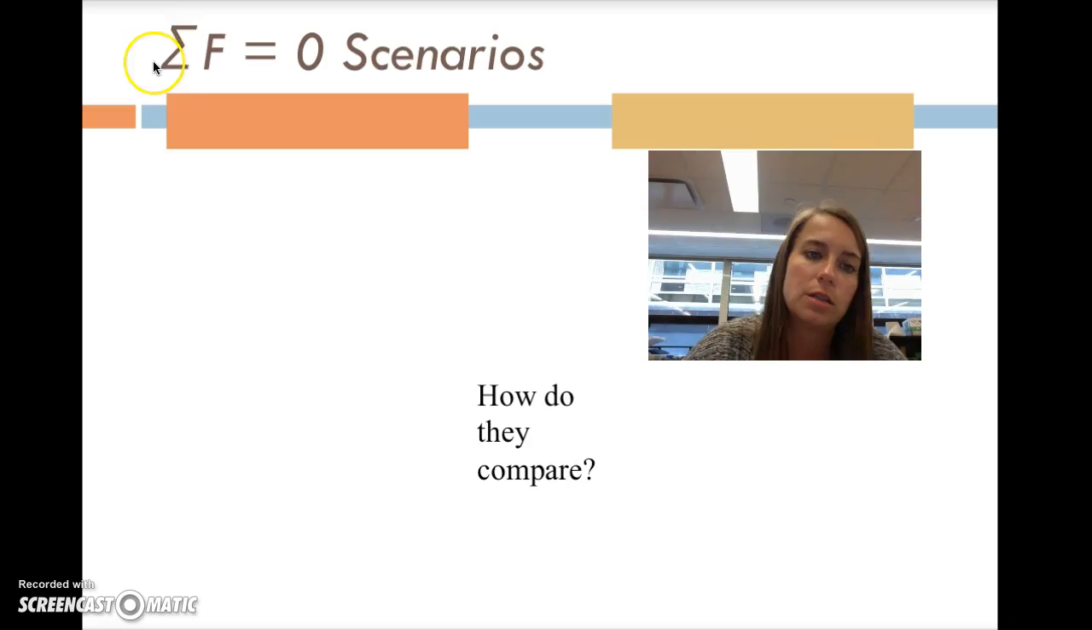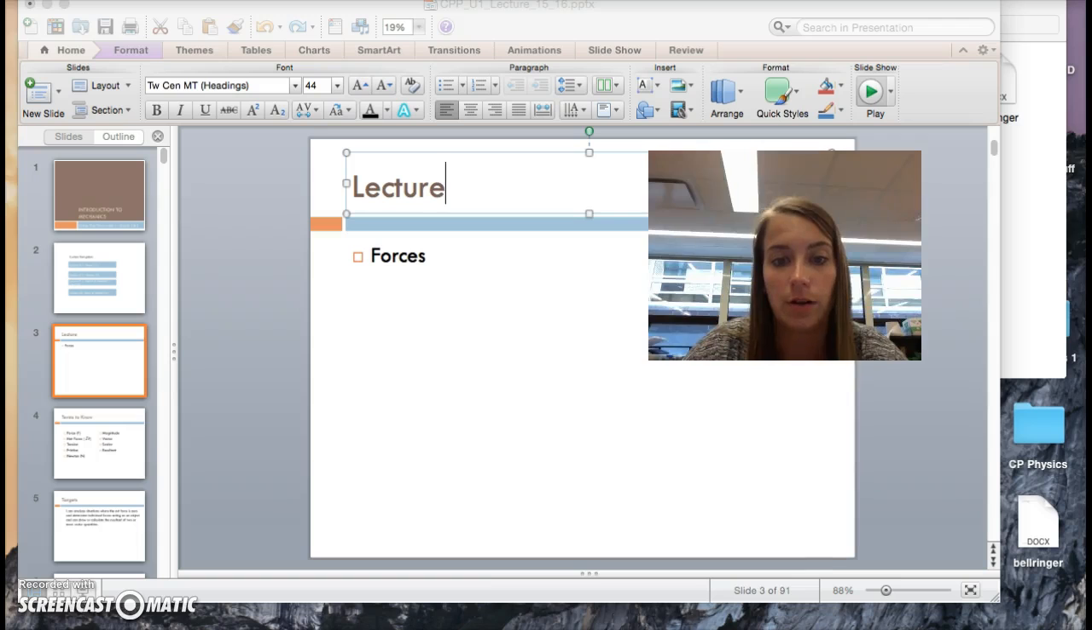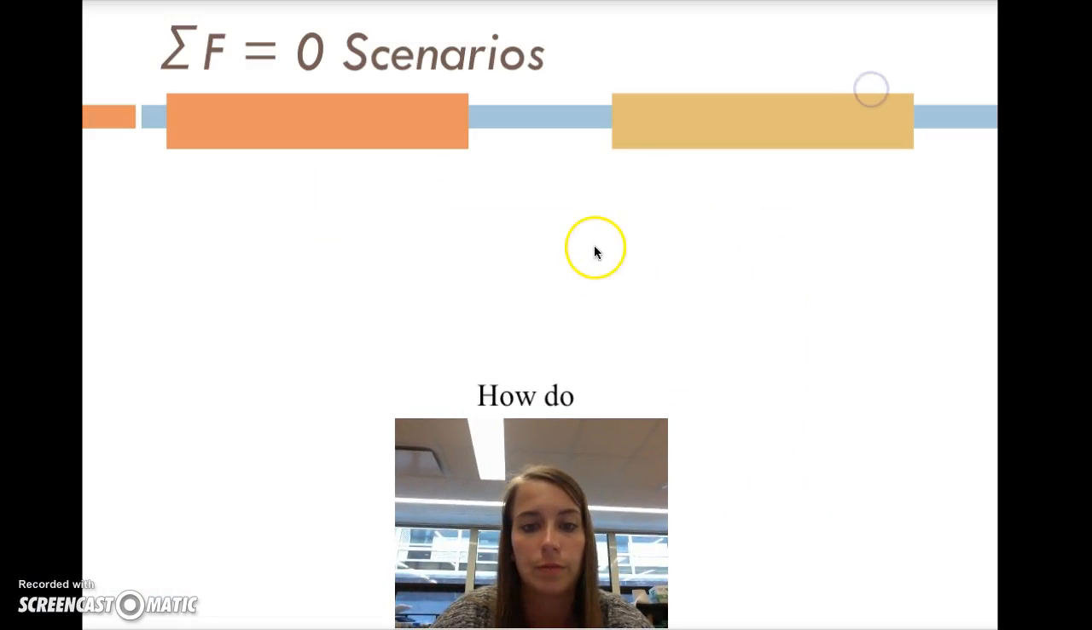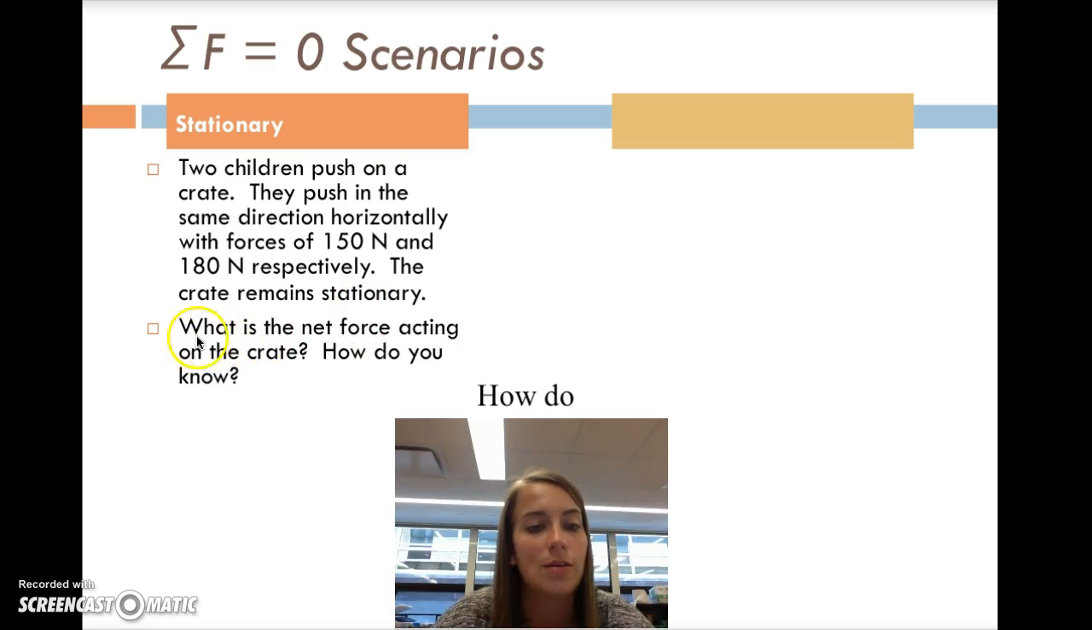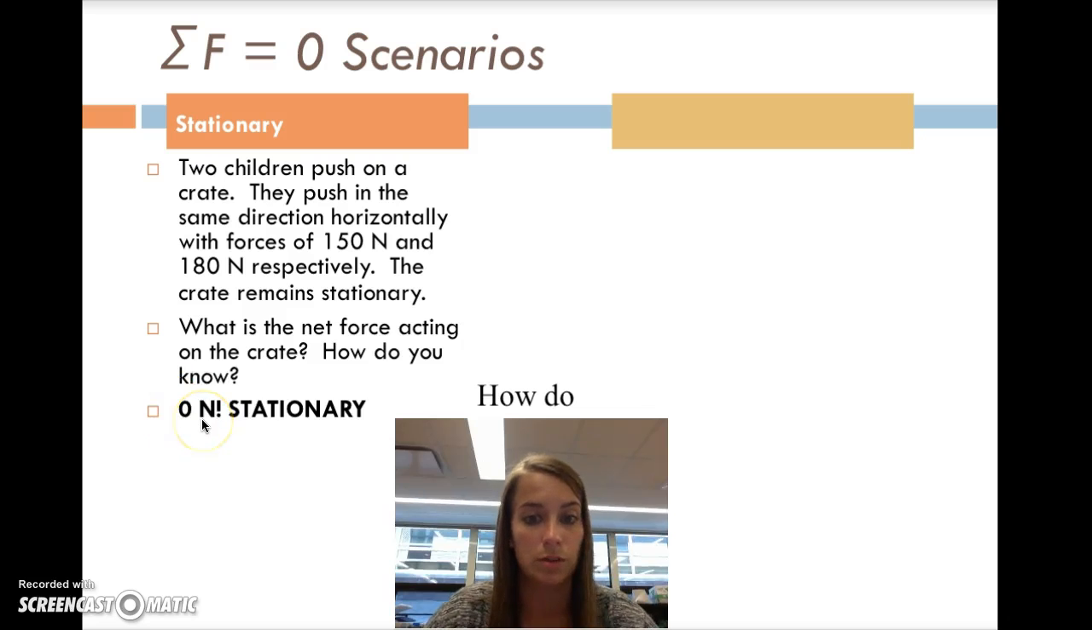So we have, again, all our forces summing up to 0. There are 2 different scenarios you have here. How do they compare? You have stationary. If 2 children push on a crate, they push in the same direction horizontally with a force of 150 newtons and 180 newtons respectively, but the crate remains stationary. What is the net force acting on the crate, and how do you know? Well, it has to be 0 newtons. If something's not moving, the forces have to equal 0 newtons.